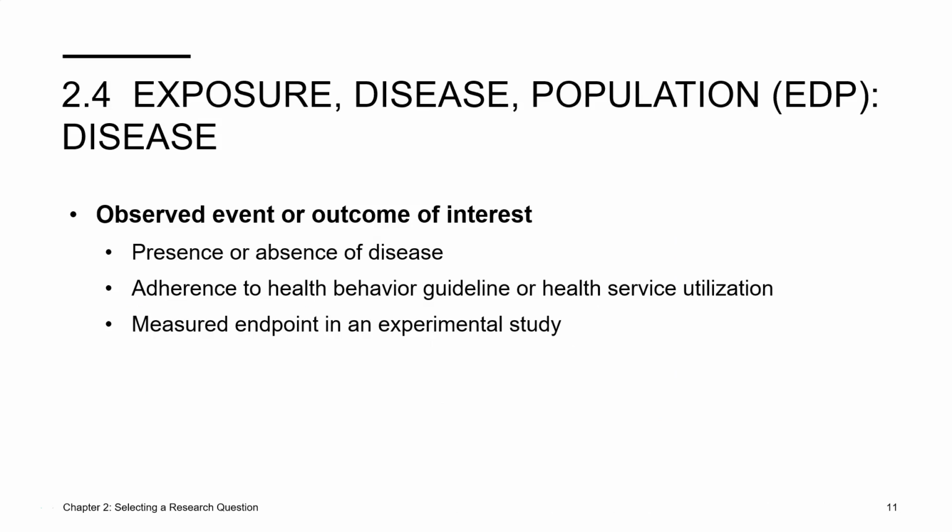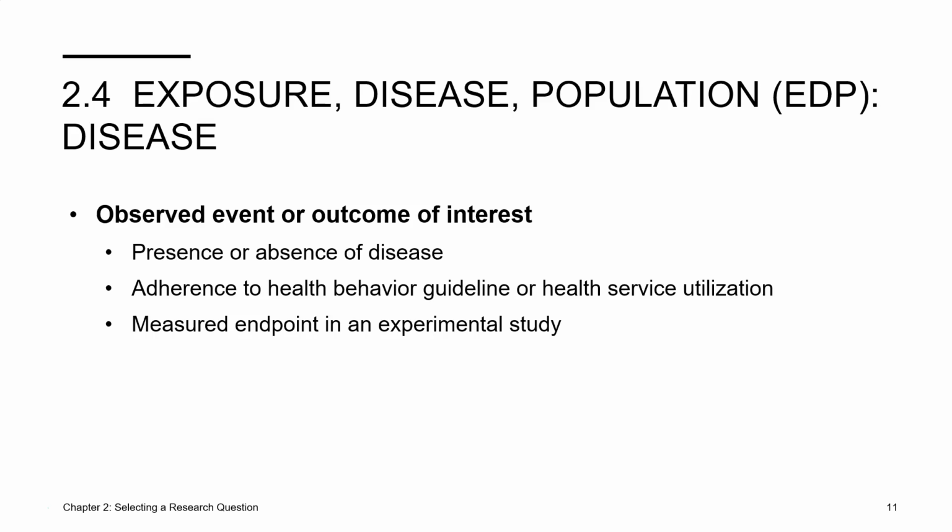Then moving on to disease in our exposure, disease, population format, this is the observed event or outcome of interest. This is the presence or absence of the disease. This could also be the adherence to a health behavior guideline or health service utilization. So you could look at racial and ethnic differences in flu vaccine uptake, or cancer screening, or whether or not someone actually has the disease of interest. And it's a measured endpoint in an experimental study.